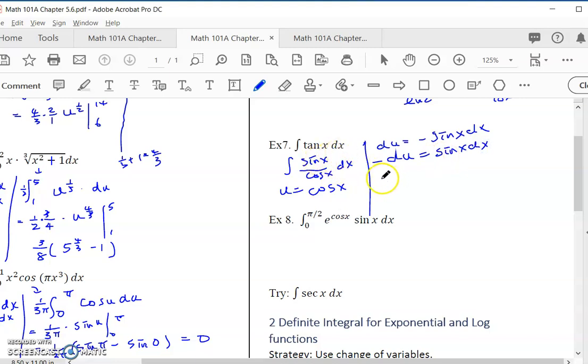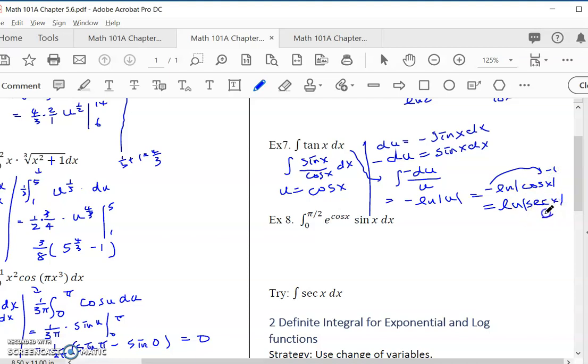So I can replace everything now. This whole thing would be replaced as what? The bottom is u, the top is negative du. So that means negative ln |u|, or negative ln |cosine x|. Now a negative means to the power of -1, so we can also move it as the power of -1 over cosine x. That means ln |secant x| plus C. I have to do plus C here also.